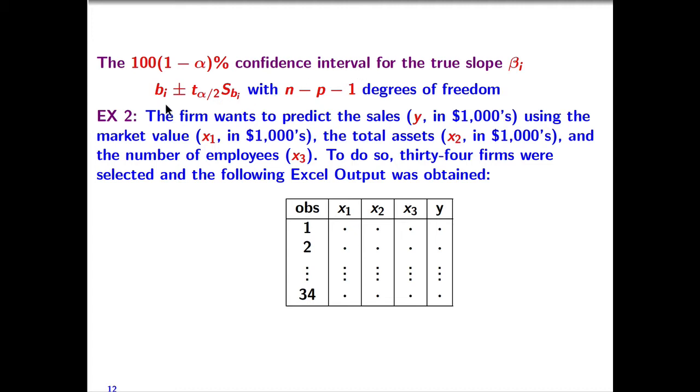Now, let's look at this example. Example number 2. The firm wants to predict the sales, this is y, in units of 1000, using the market value x1 in units of 1000, the total assets x2 in units of 1000, and the number of employees, that's x3. To do so, 34 firms were randomly selected, and we enter the data into the Excel worksheet and obtain the following Excel output.